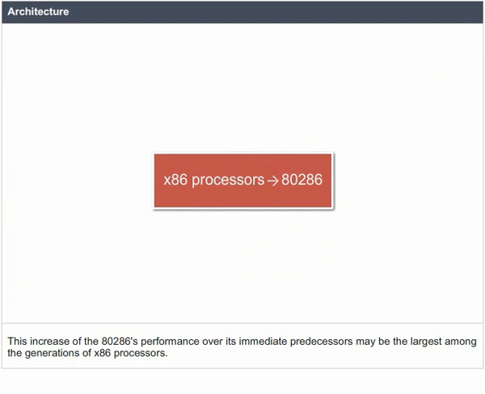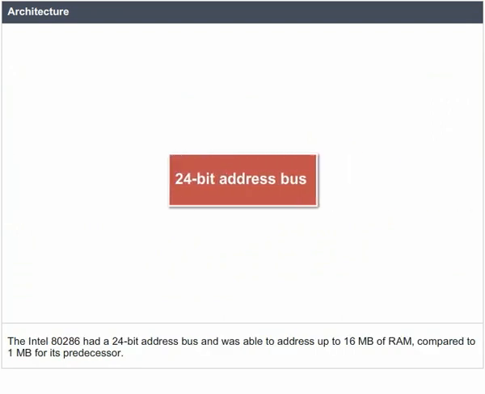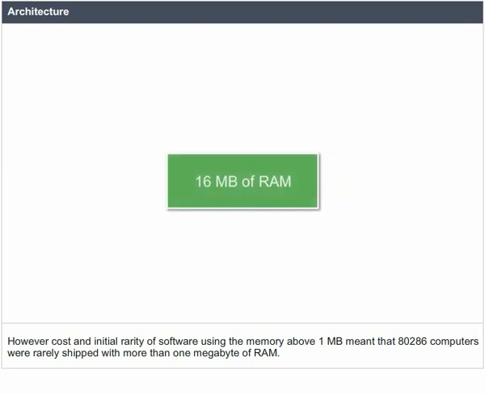The Intel 80286 had a 24-bit address bus and was able to address up to 16 MB of RAM, compared to 1 MB for its predecessor. However, cost and the initial rarity of software using memory above 1 MB meant that 80286 computers were rarely shipped with more than 1 megabyte of RAM.